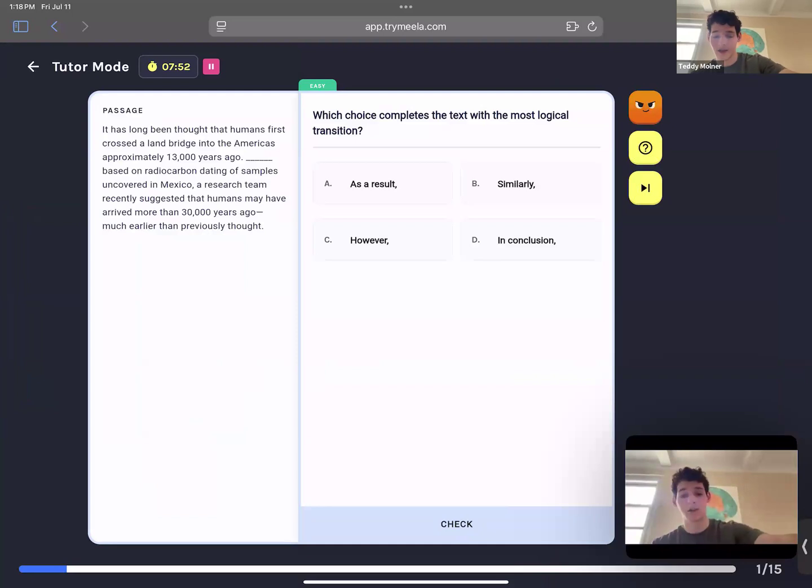To be clear, you're not going to get that on the tests. If you saw the difficulty of the question on the test, you'd have a little bit of an advantage, because maybe if you saw a hard question and you solved it really fast, you might be missing something. But MEELA, because you're in tutor mode, does give you the difficulty of the questions. So 30 seconds for this one. We have our timer up here.